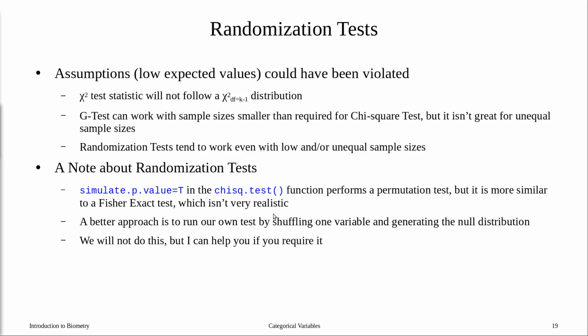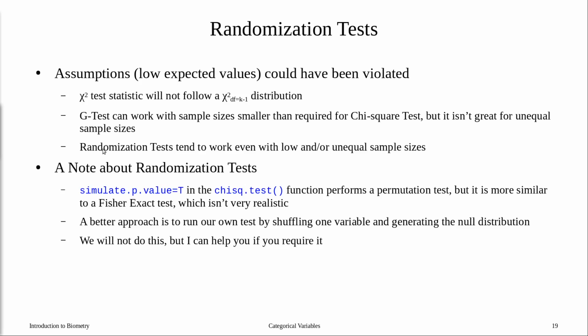Do we have randomization tests? Yeah, we can run a randomization test anytime we think our assumptions may have been violated. The most likely violations will be when we have low observed or low expected counts. When we have those, the chi-square test statistic is going to deviate from our actual chi-square distribution. The g-test will also deviate, but not as severely. So oftentimes you can get away with just running a g-test. But if we have really small values, or a lot of categories that have small values, then even a g-test won't work. So for that, we're going to have to do some sort of randomization test.